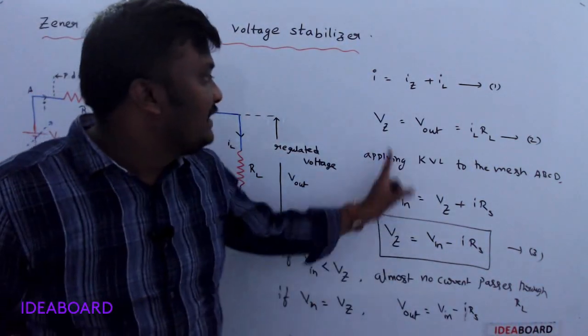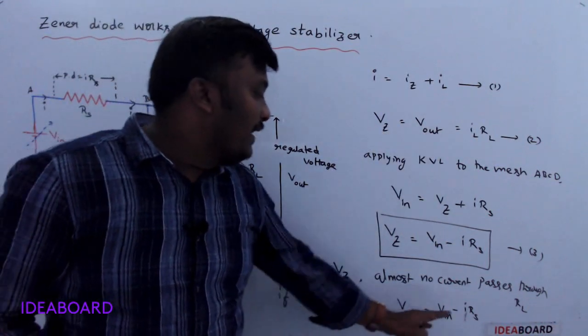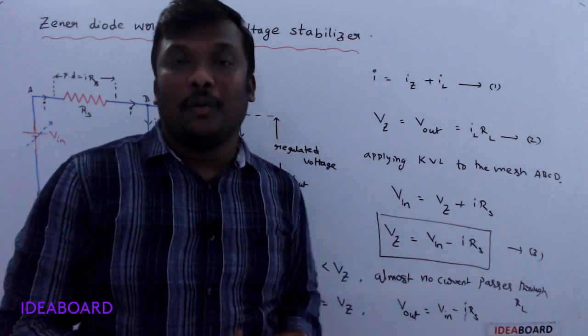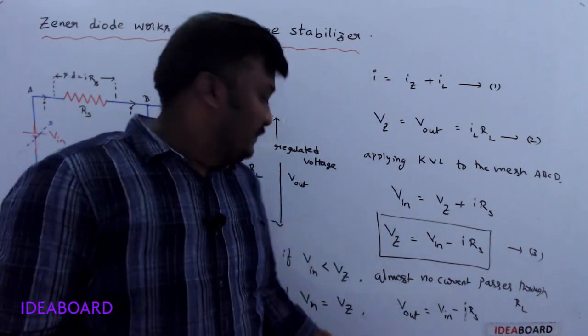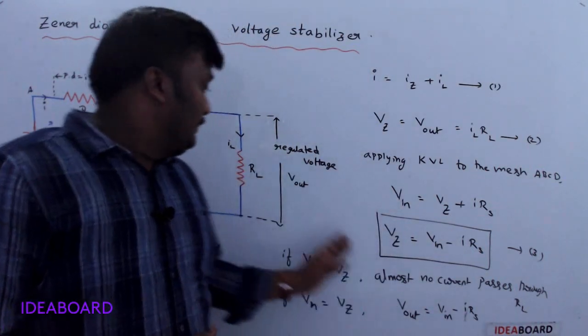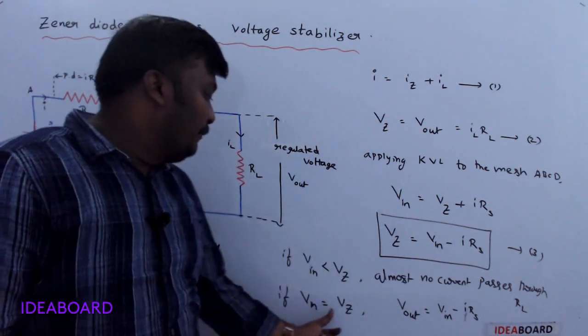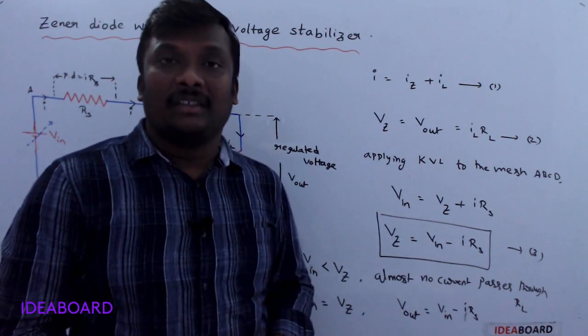Okay, because Vz is nothing but V out. So what is the V out value? V in minus IRs. Always a constant voltage passes through the load resistor. That is nothing but V out, when the V input is equal to the Vz.